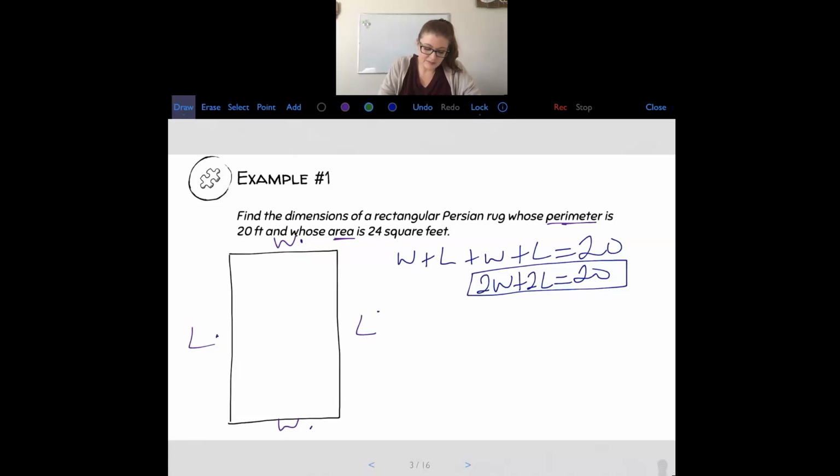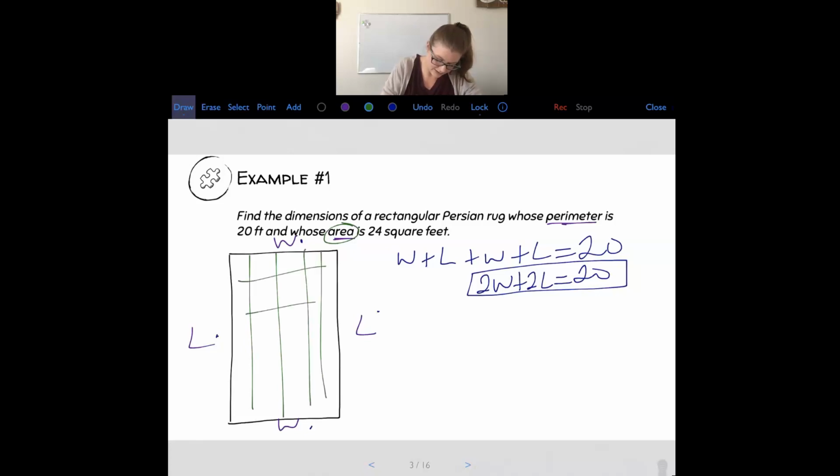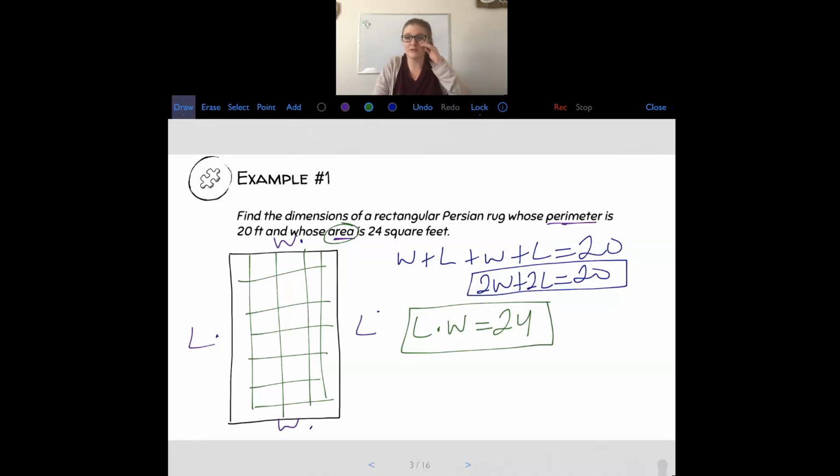The next thing that we're going to be dealing with is area. Now area is length times width, and it represents, if you were to break these into little boxes, the coverage of the rug, or how much of your floor space it's going to take up. Area is given by length times width, and this is equal to 24. So we have two equations and two unknowns. We can solve for a variable in one of the equations, substitute it into the other, and you'll see where the quadratic equation comes into play.